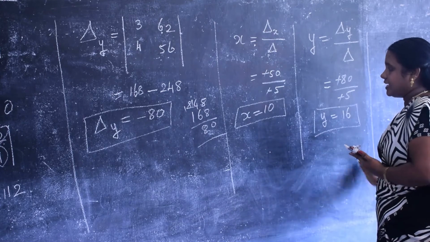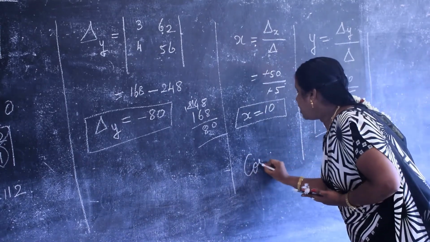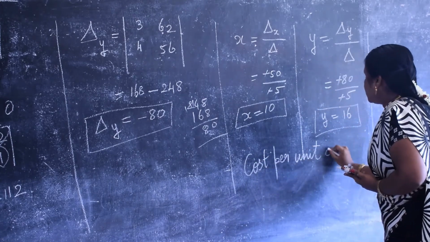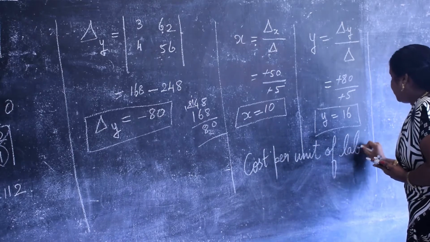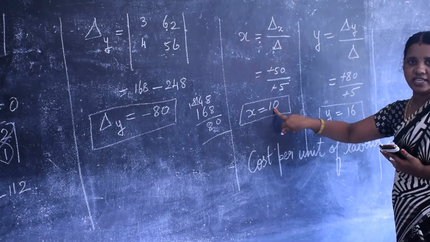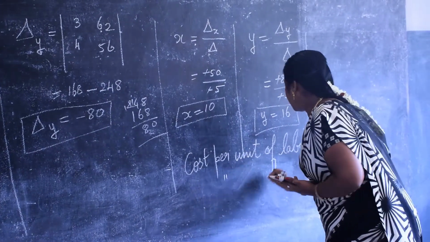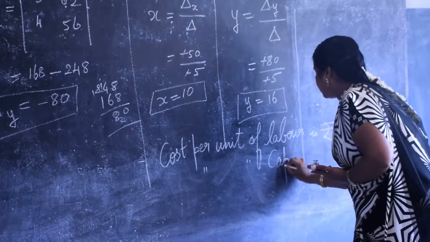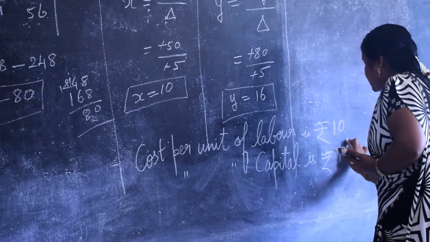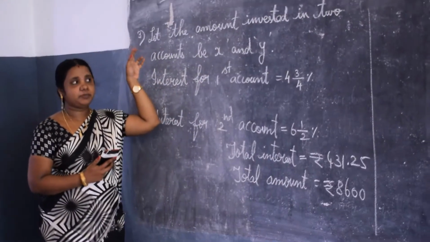At last we got the answer for x and y. At last you have to write what? You have to find the cost per unit of labor. What is the cost per unit of labor? Labor is x, so rupees 10. Next, the cost per unit of capital, that is our y value, is rupees 16. Have you understood? Next we are going to see the third problem.